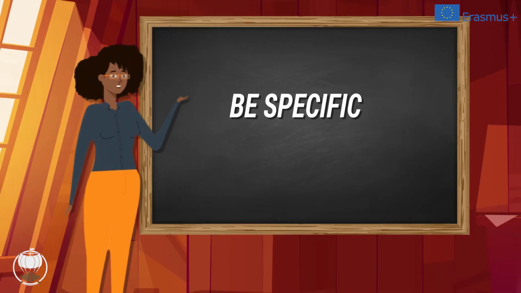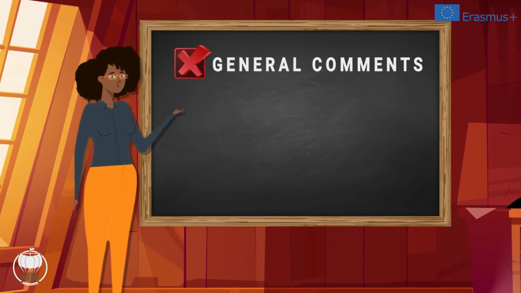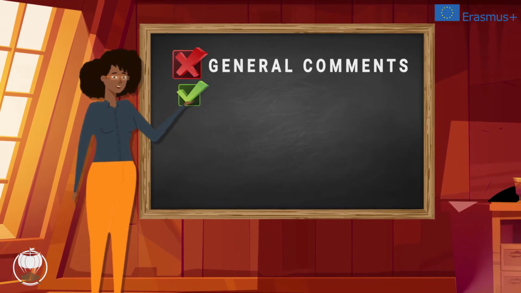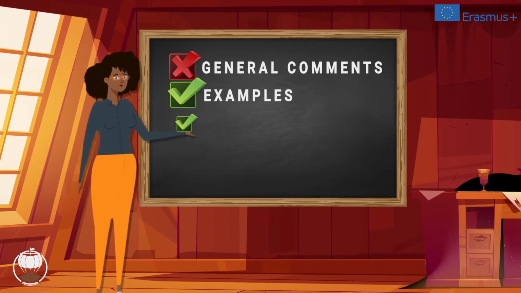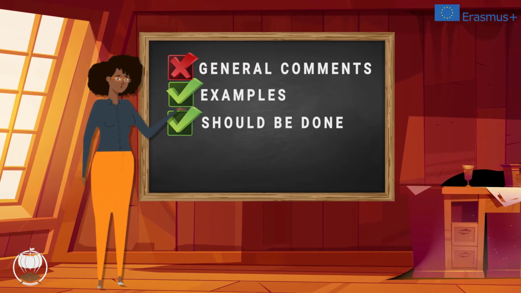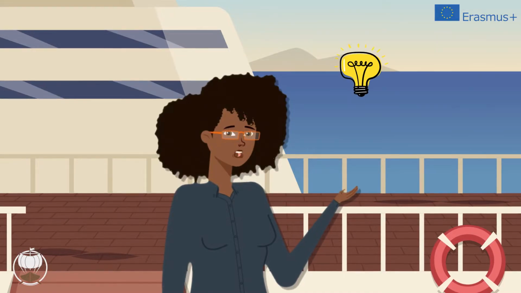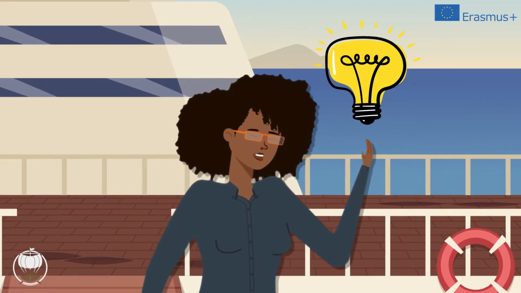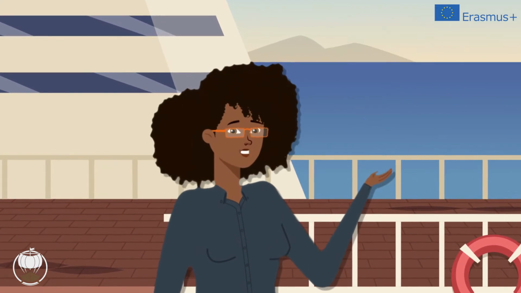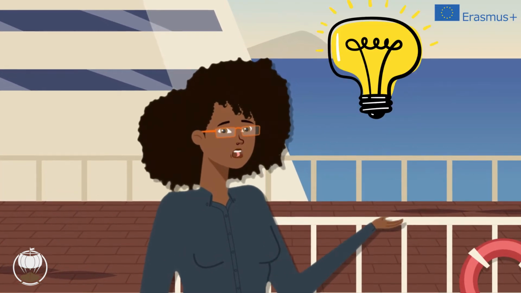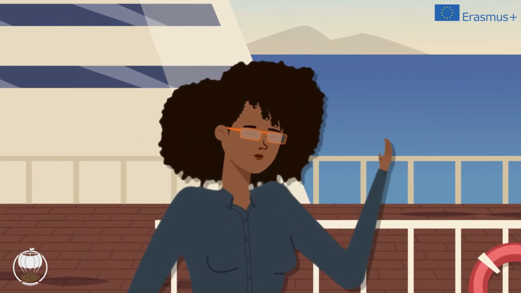Be specific. Avoid general comments that may be useless for the learner. Try to give examples to illustrate your idea. Even better, try to show how that should be done according to your opinion. It is a good idea to offer different alternatives rather than just giving one option. In that way, the learner can select the one that makes them feel more comfortable.